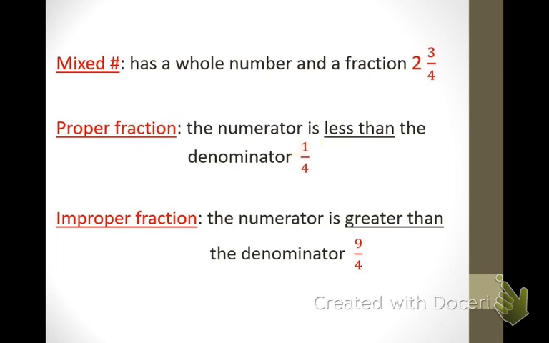So you can see now an improper fraction is very much the opposite. Read to me what an improper fraction is. The numerator is greater than the denominator. Okay, so you can see right here, 9/4, the numerator is bigger than the denominator. So those are the 3 vocab words that you're going to need to know for today.